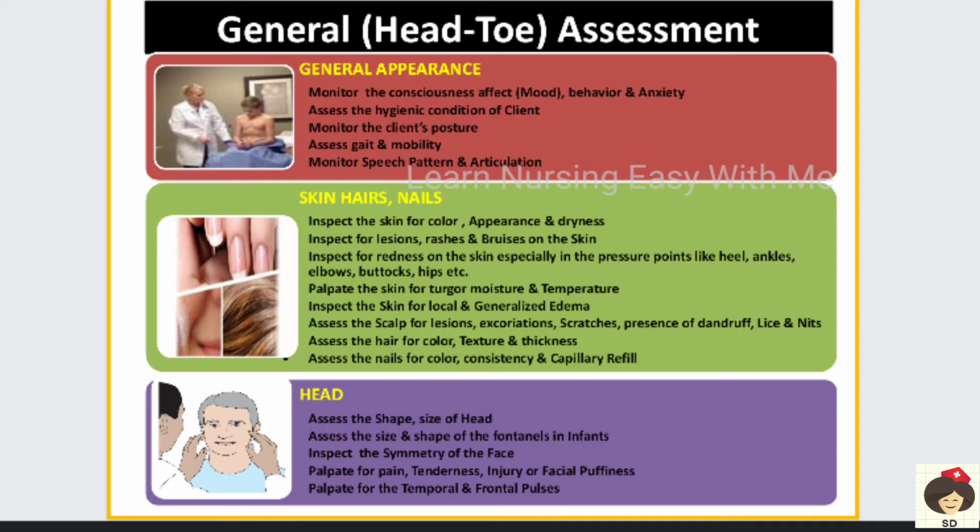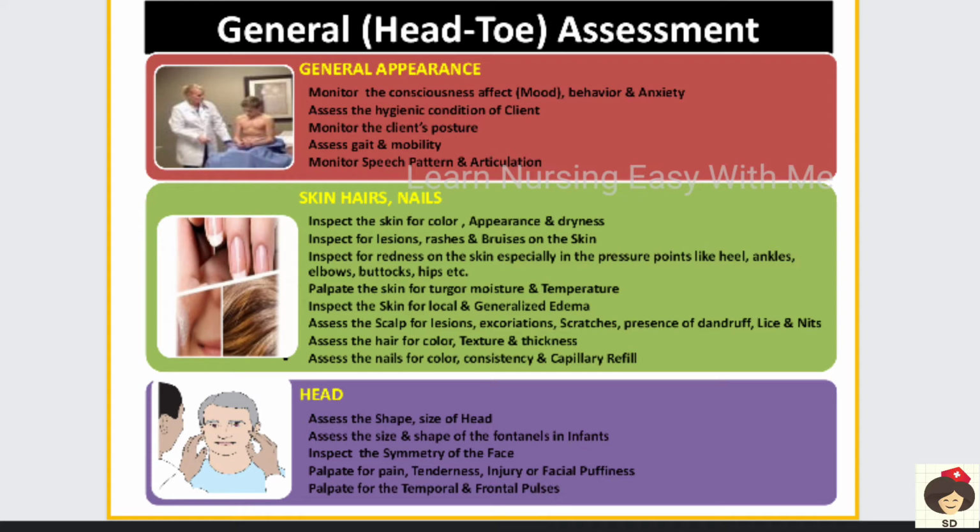And for speech pattern and articulation, you have to talk with the patient and see how the patient is speaking. Some patients will not have proper articulation. For example, if they want to say assessment, they may say it incorrectly. Like that they may have problems with articulation. So all these you have to check before taking a head to foot assessment, okay.